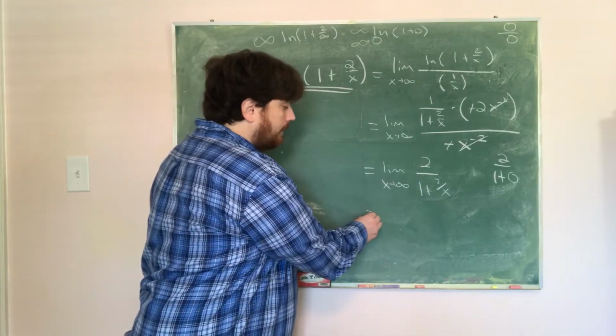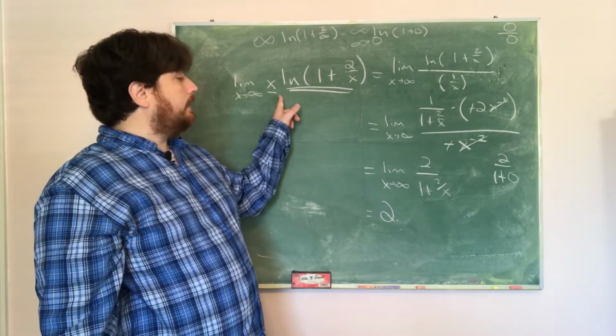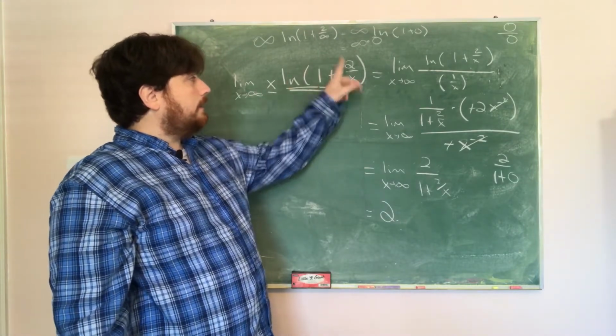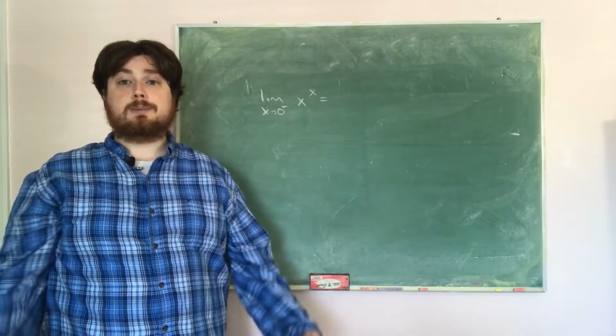Well, 2 is a number, so we have indeed found that the limit as x goes towards infinity of x times natural log of 1 plus 2 over x is indeed 2. Another example of a limit.